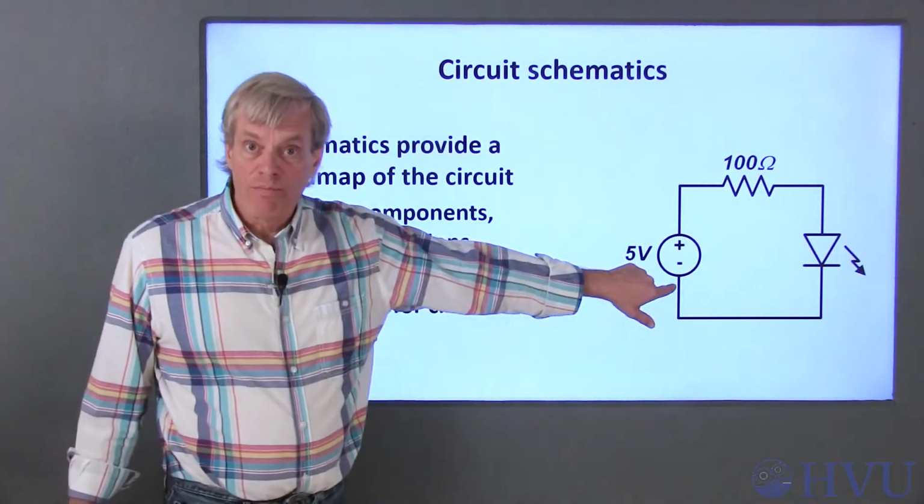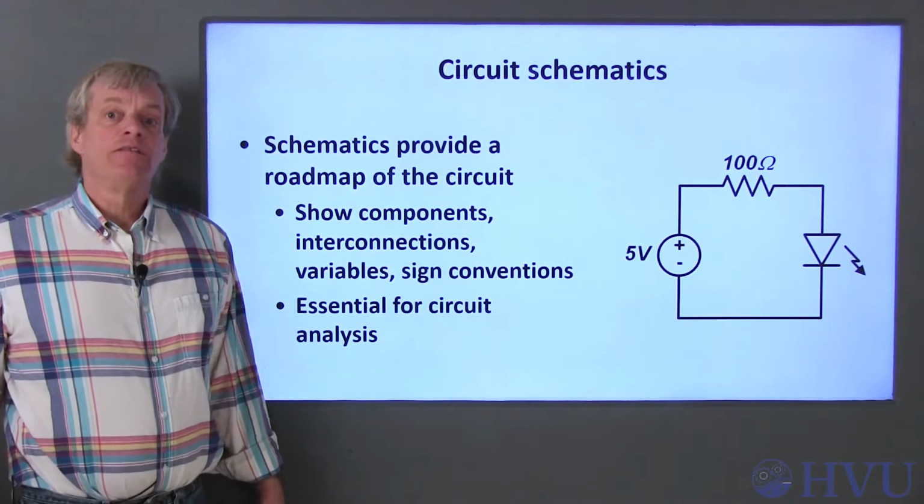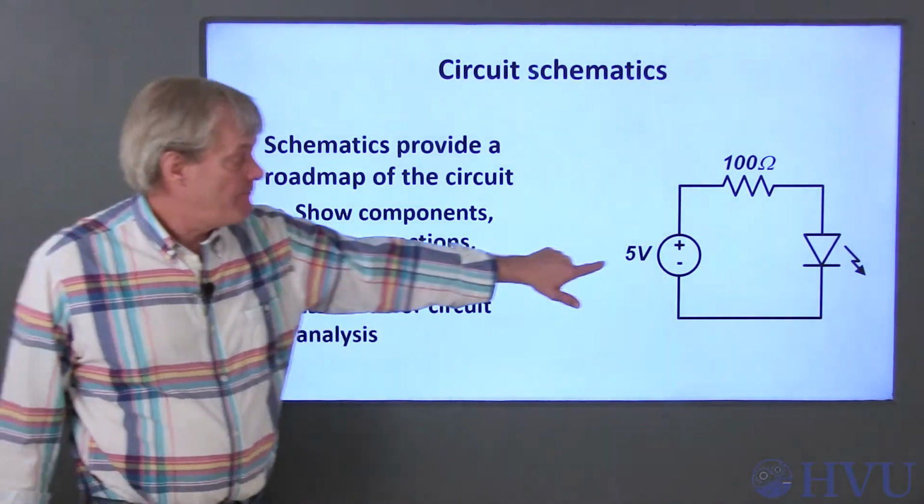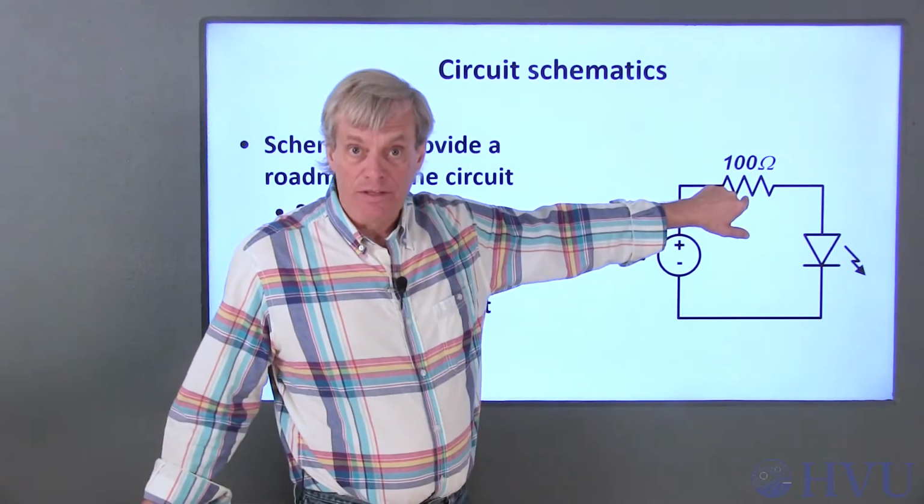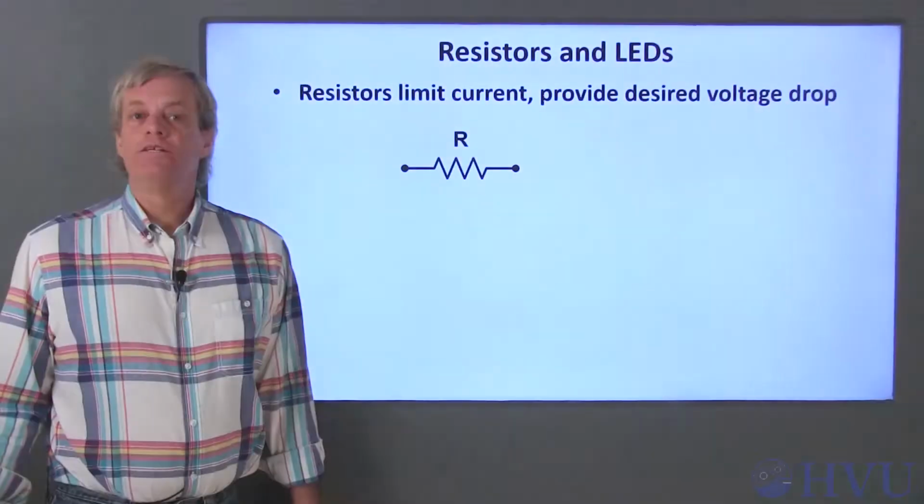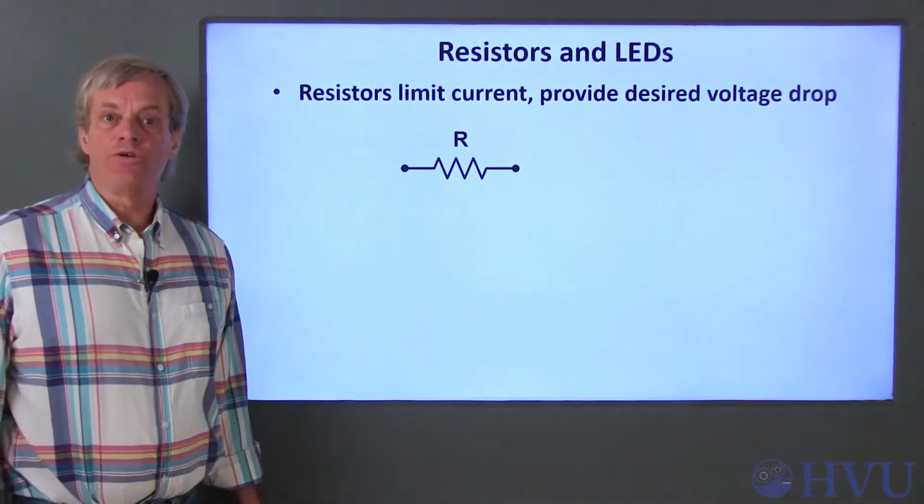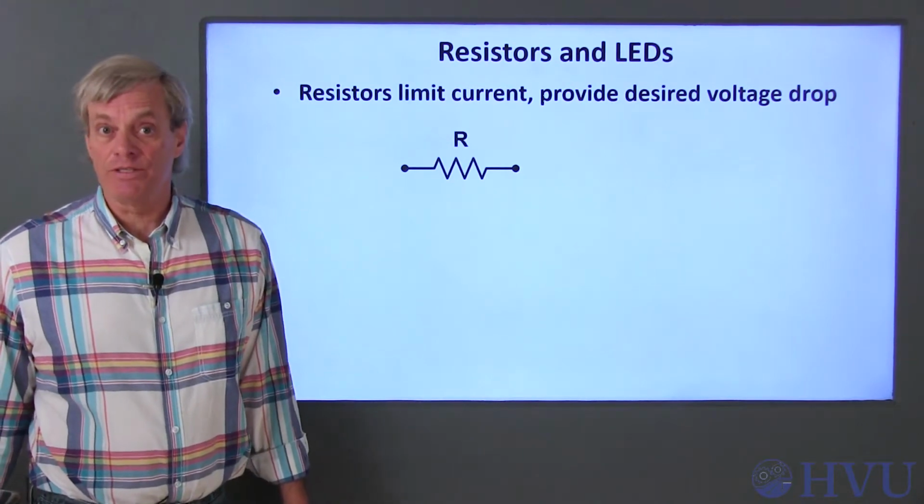We're just concerned with building this circuit, so I don't need to define any variables. The circuit contains three elements: a 5-volt voltage source that provides power, a resistor to limit the current, and an LED that lights up when current passes through it. Generally speaking, resistors are used to control current flow or provide a desired voltage difference.